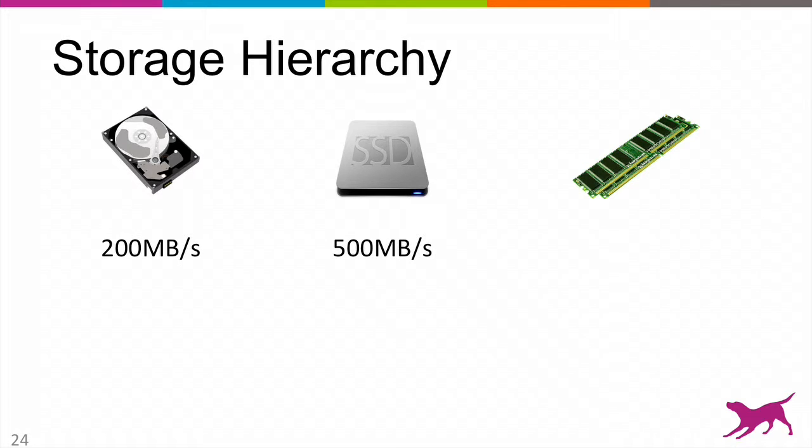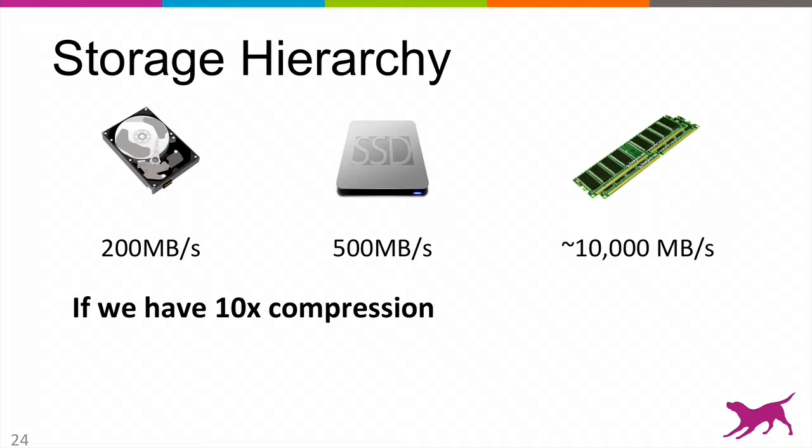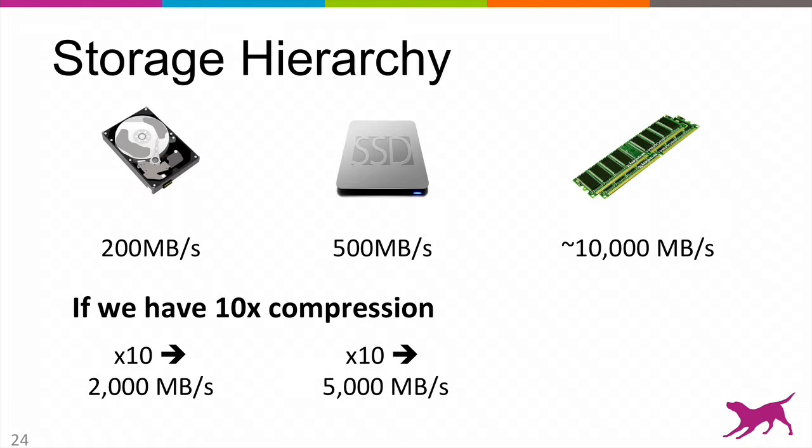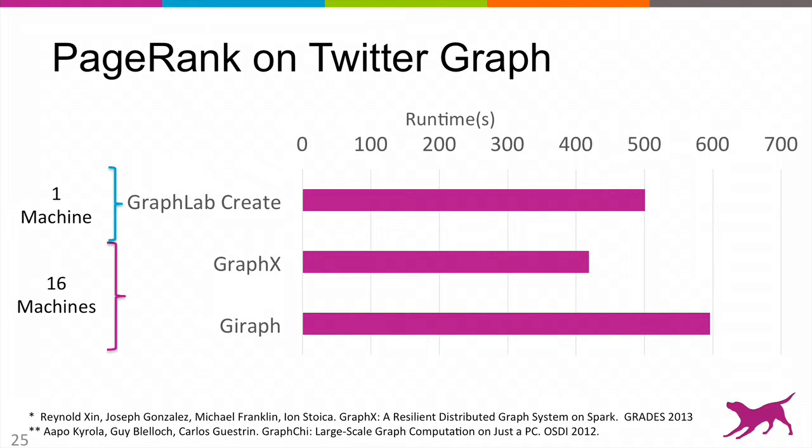If we look at the basic storage hierarchy, which everyone's familiar with, disks give you about 200 megabytes per second, SSD 500 megabytes per second. And if we can get a 10x compression, and if we only do sequential accesses, this brings each disk and SSD up to bandwidths which are commensurate with memory. And we run this on one machine.